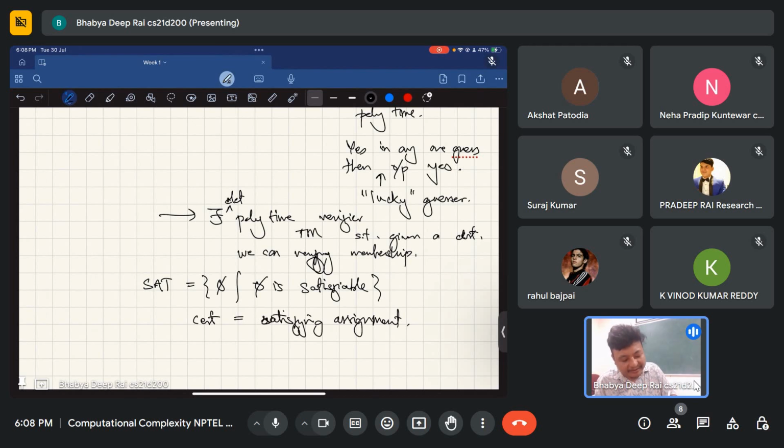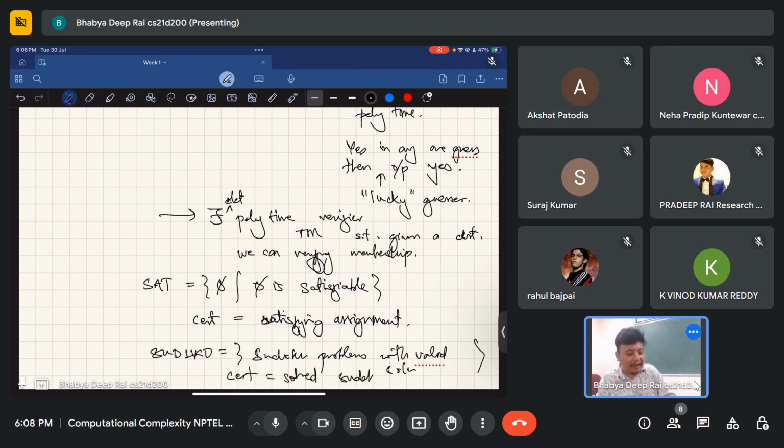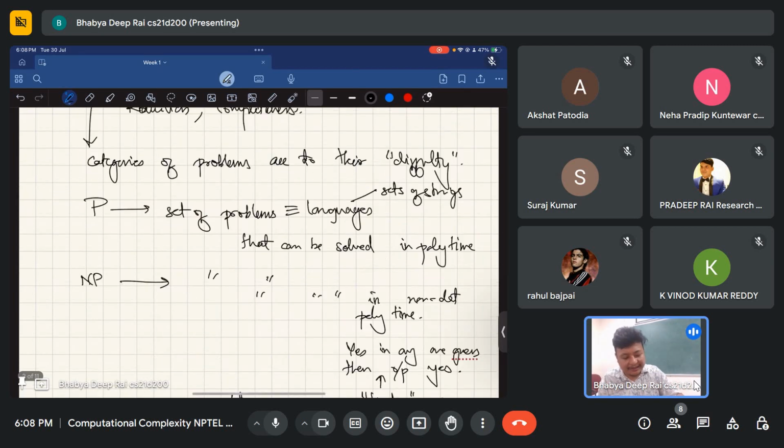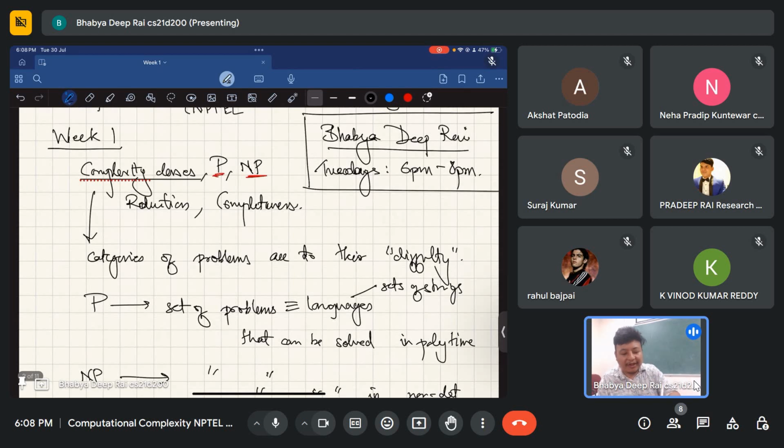Just for example, let's say a game of Sudoku. What is Sudoku? It's the set of all Sudoku problems with a valid solution, in other words, which can be solved. And what is the certificate for this? The certificate is a solved Sudoku. You can easily look at each of the columns and each of the rows, and then verify whether this works. Similarly, you can just evaluate the circuit and check whether it works. So these are all NP problems. We'll see the examples, and we'll come to reductions.